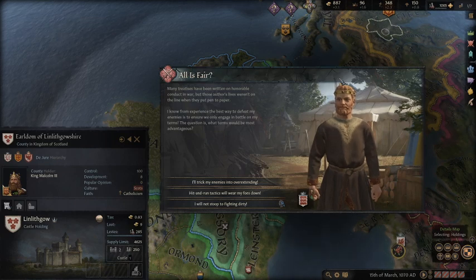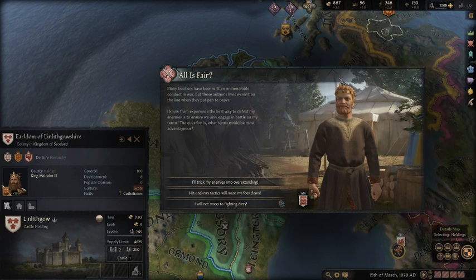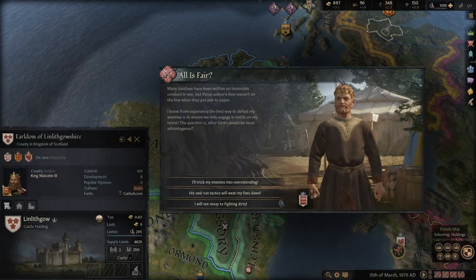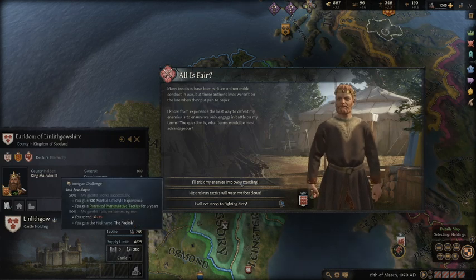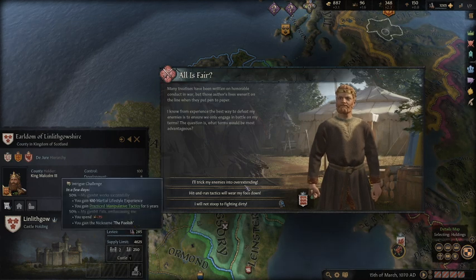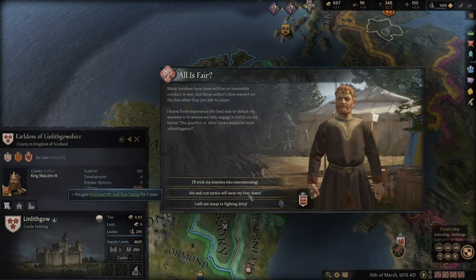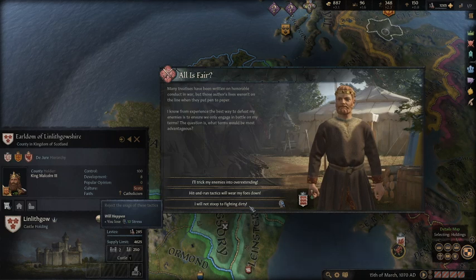All is fair. Many new treaties have been written on honorable conduct in war, but those authors' lives run on the line when they put their pen to paper. I know from experience the best way to defeat my enemies is to ensure we only engage in battle on my terms. The question is, what terms would be most advantageous? You can go for either: I'll trick my enemies into overextending. Hit and run tactics will wear my foes down. Or I will not stoop to fighting dirty, which will lower my stress by 10.